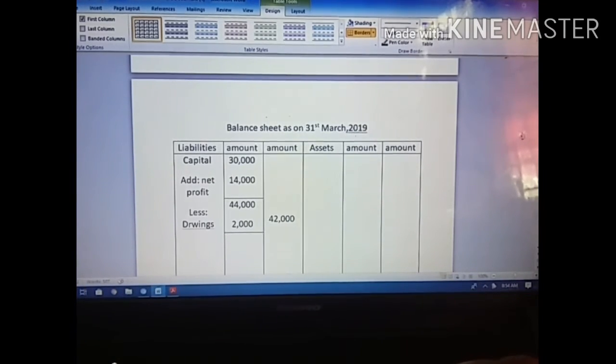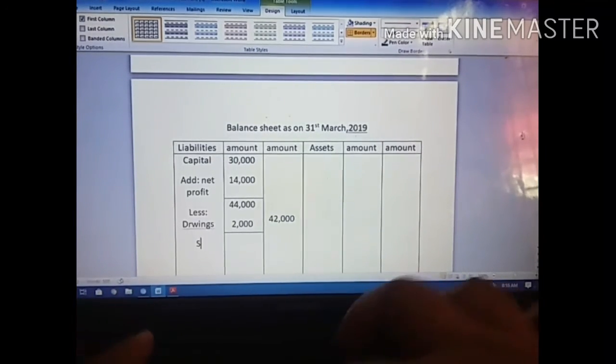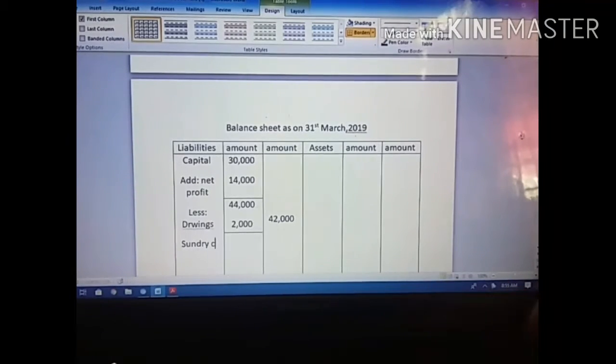So capital add net profit less drawing. These are all the adjustments. So I have to use this adjustment on an inner column. Then after adjusting we have to post in an outer column. So on the liability side we have one more thing here, sundry creditor. So sundry creditor closing you have to write in the balance sheet.